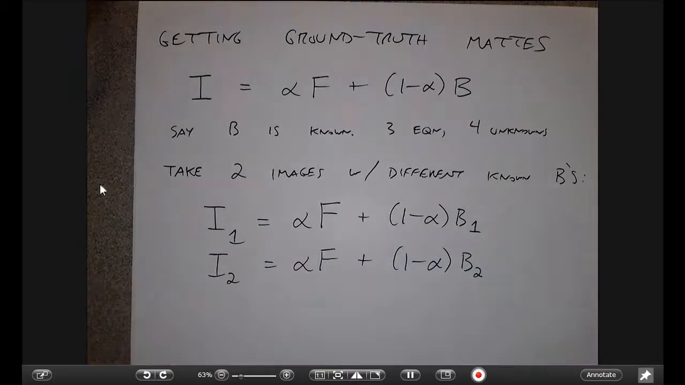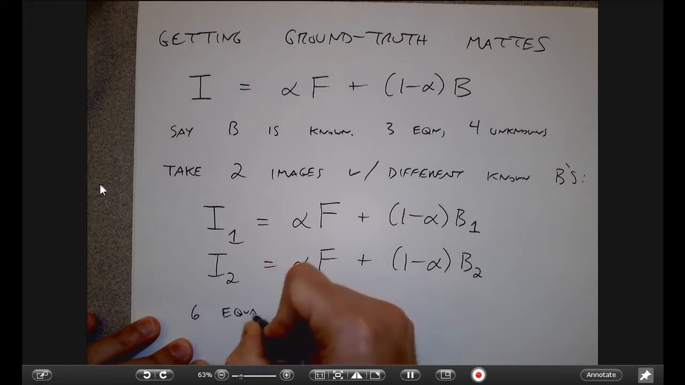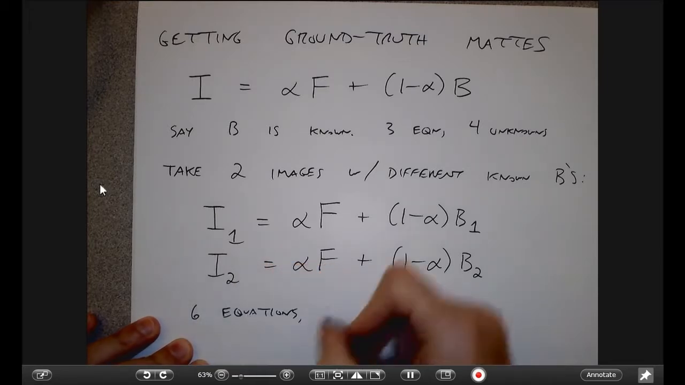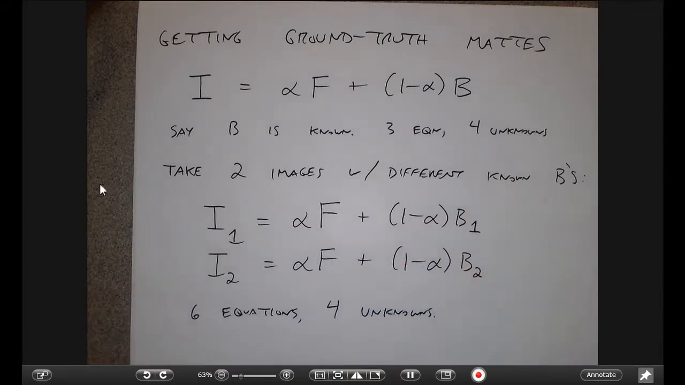So now life is better, right? Now I have basically 6 equations, and I have the same 4 unknowns I had before. So now I have enough information to be able to find that map. This is under the assumption that when I change the background, the alpha channel doesn't change. And I think we can roughly safely assume that, because the alpha channel is a property of the foreground. It's like how fuzzy is the foreground. So if I change the background, it shouldn't change what the alpha channel is.